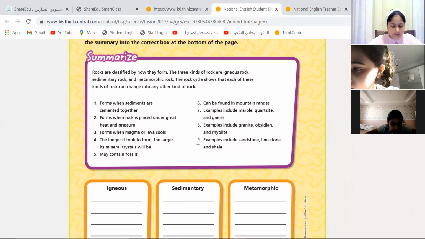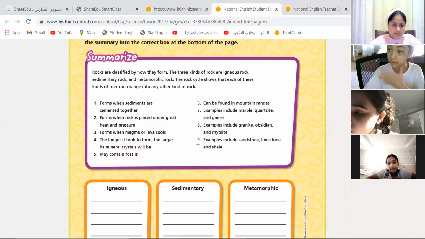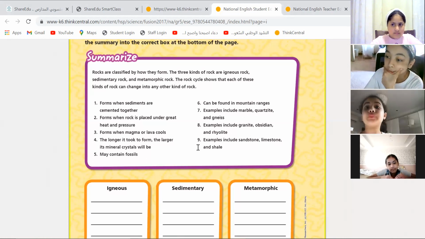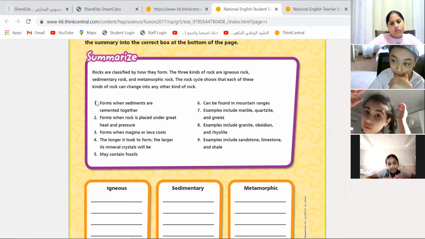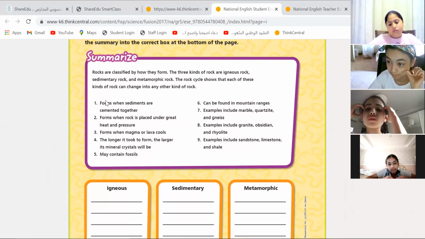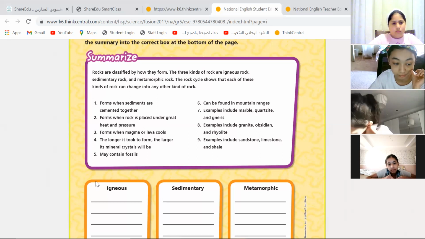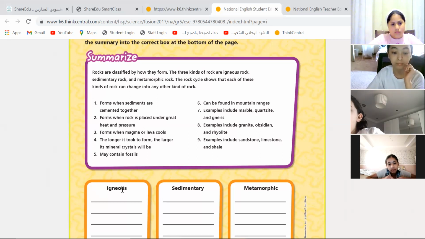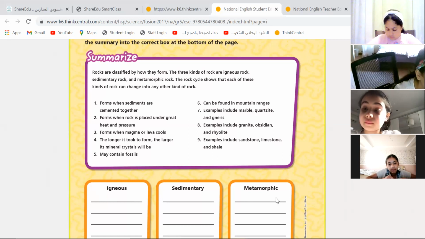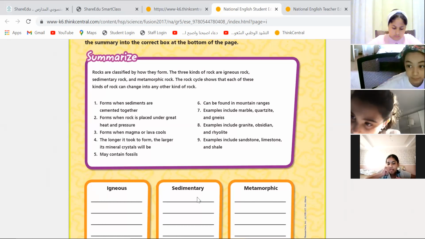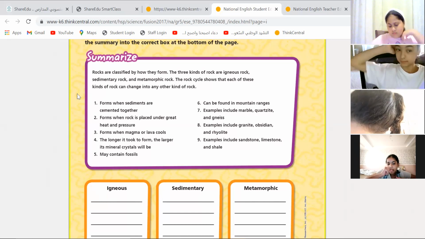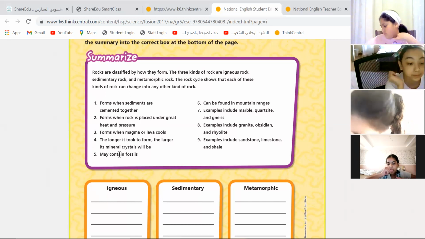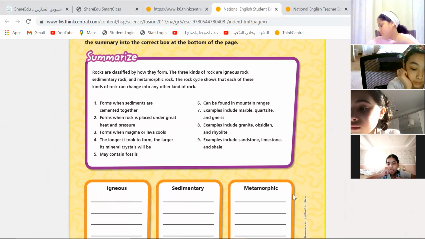Excellent. So after learning the three kinds of rocks, I want you to read each one of them from 1 to 9 and tell me where it fits. Does it fit with igneous, sedimentary, or metamorphic? So now, Fairuz, when you read number one, tell me where we will put number one: igneous, sedimentary, or metamorphic. All right, very good. So this is how it works.